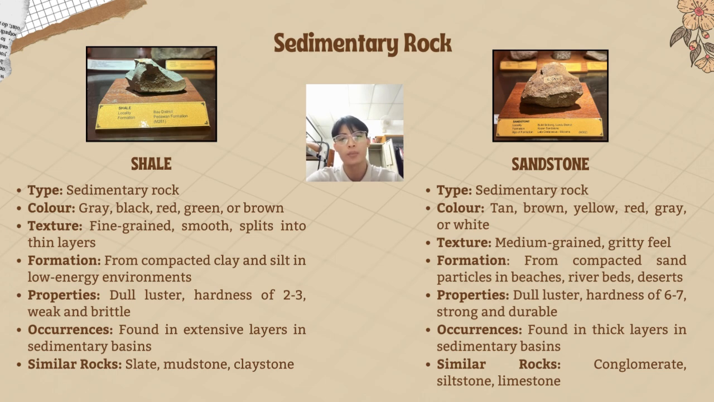It is known for its smooth, fine-grained texture and its ability to split into thin layers. So shale typically appears in shades of gray, but it can also be black, red, green, or brown. It is relatively soft and brittle with a hardness of 2 to 3 on the Mohs scale. You can often find shale in extensive layers within sedimentary basins. Shale is used in making cement and bricks and is crucial in extracting resources like shale gas and oil.